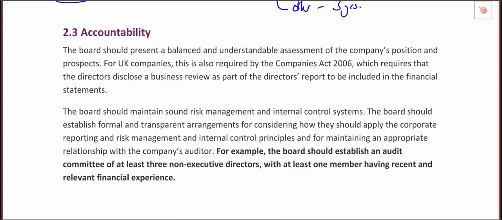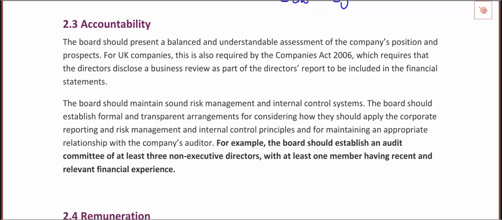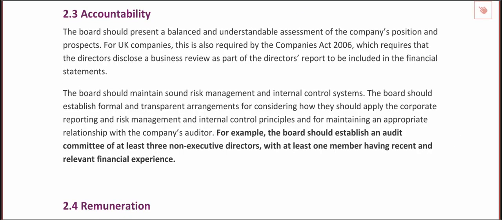Okay. Next, the next main section then is accountability, so 2.3 here. So we make sure that the board is accountable. It kind of connects slightly with the effectiveness section above. So the board should present a balanced and understandable assessment of the company's position. So making sure that when we're producing our financial statements, that there's a director's report. So there has to be a business review within the director's report that gives an assessment of how the company's done. And this should be from the board's point of view.